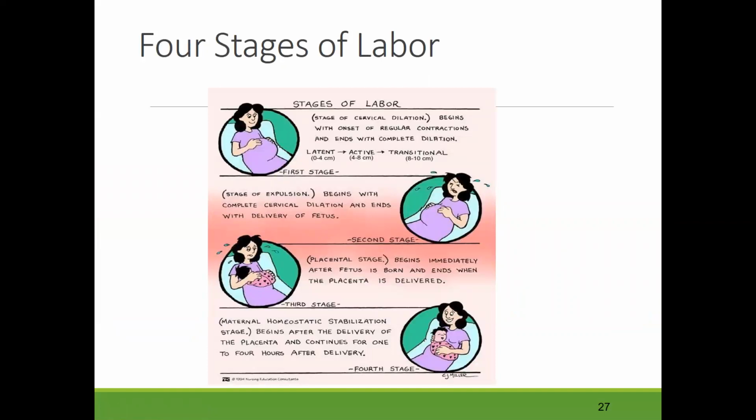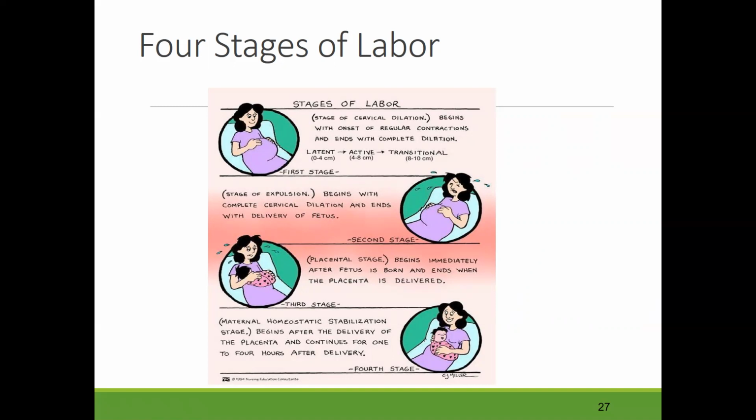All right, let's talk about some stages of labor. There are 4 stages of labor. The first stage is the stage of cervical dilation. It begins with the onset of regular contractions and ends with complete dilation. In this stage, we have the latent phase, which is dilation from 0 to 3 or 4 centimeters. The active phase is 4 to 8 centimeters, and then the transitional phase is 8 to 10 centimeters.